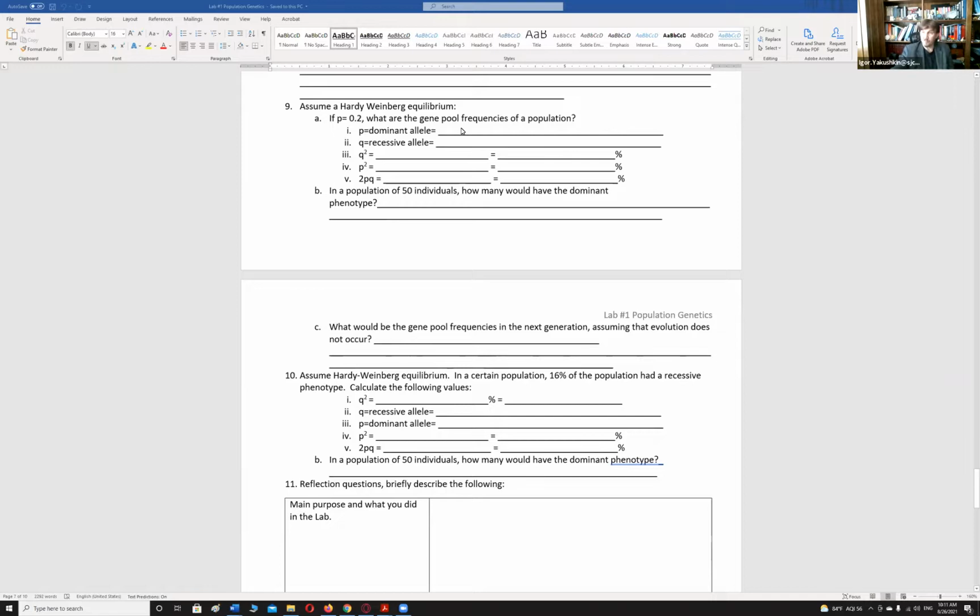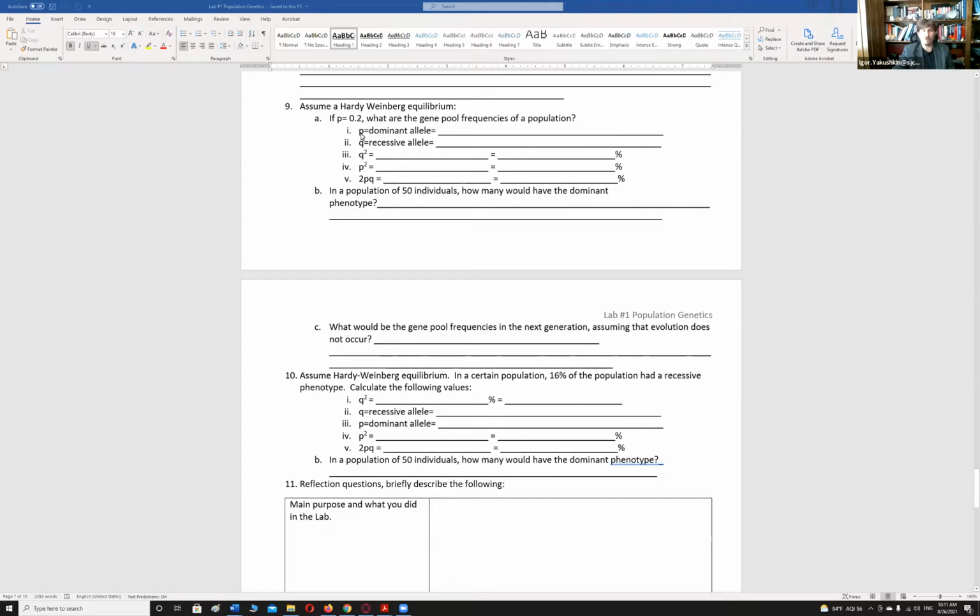You can also say 20%, 0.2 times 100. Make sure that whenever you're writing, you keep it consistent. If you started with 0.2, keep it in 0.2 and read the question. If it asks for the percentage, then change it into a percentage. If not, keep it in decimals. Some people don't like decimals, that's fine with me, as long as you keep it consistent.